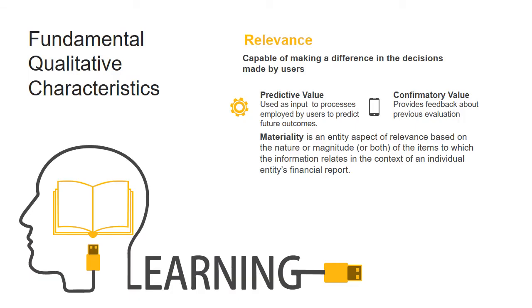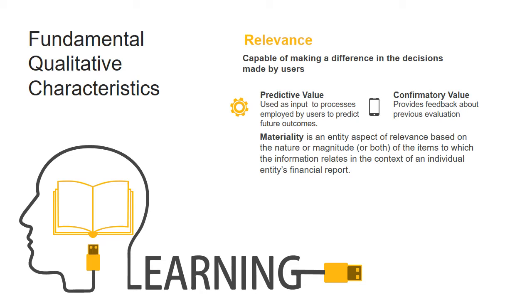Fundamental qualitative characteristics. So again, we have two fundamental qualitative characteristics, relevance and faithful representation. So for the relevance, we can say that the financial information is relevant when it is capable of making a difference in the decisions made by users. So kailan natin masasabi that it is capable of making a difference in the decisions made by user? Okay, masasabi natin na capable siya of making a difference if it has the predictive value and confirmatory value.